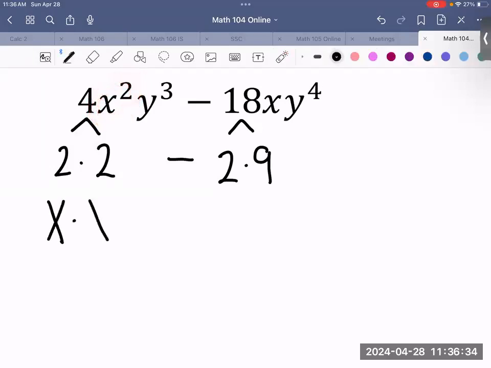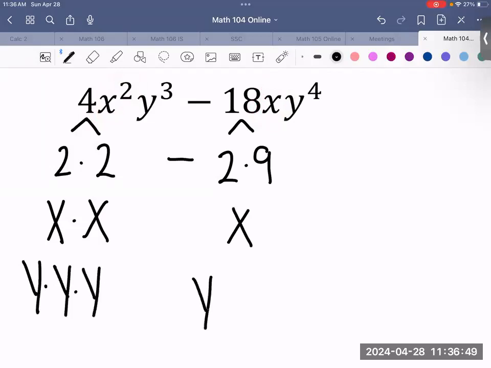Well, we have 2 x's, so I'm going to write out 2 of them, whereas the one next to 18 only has 1 x. Let's do it again for your y's. 1, 2, 3 y's, and on the other side, 1, 2, 3, 4.